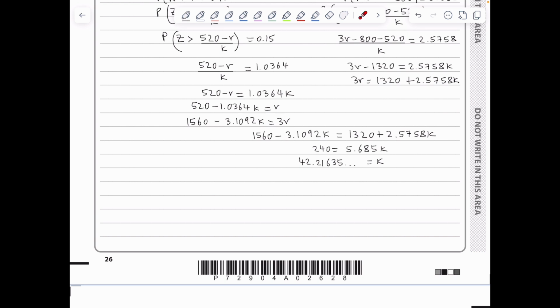Now to get the value of r, I will substitute into 520 minus 1.0364K. So this means that r is equal to 520 minus 1.0364 times 42.21635... So we get that r is equal to 476.2469... And therefore we conclude that K is 42.2 and r is 476, both correct to three significant figures.